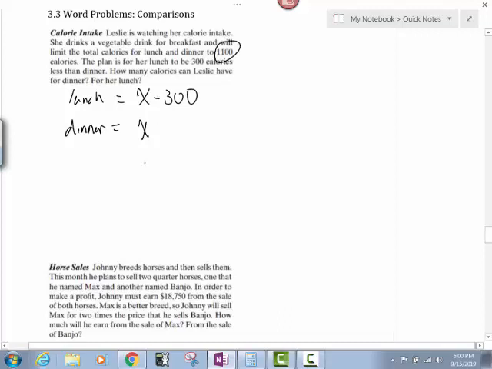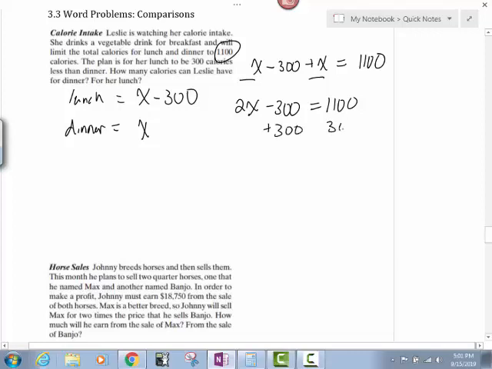That means lunch plus dinner. So lunch, which is x minus 300, plus dinner, which is equal to x, has to add up to 1,100. So one thing I want to mention before I go on, remember we're talking about the number of calories she's going to have for 2 meals. And if I look at my problem, I see the letter x twice. So x plus another x is going to give me a 2x minus 300 equals 1,100.